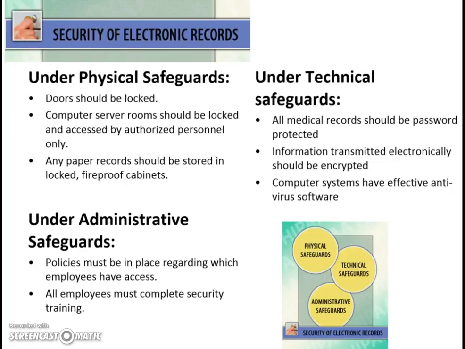Administrative safeguards talk about policies that must be in place regarding which employees have access. The janitor at a medical facility should not have access to your records. A doctor that you've not seen shouldn't have access to your medical records. You have to sign off saying, "I'm going to go to this new doctor. Please send them my records." All employees must complete a security training and background on HIPAA.